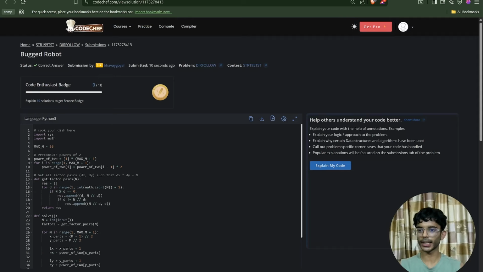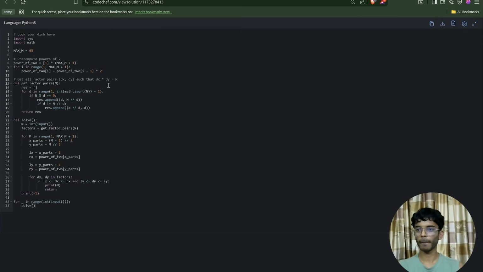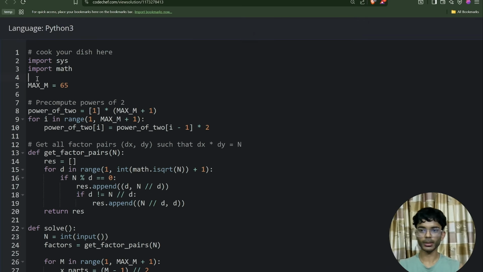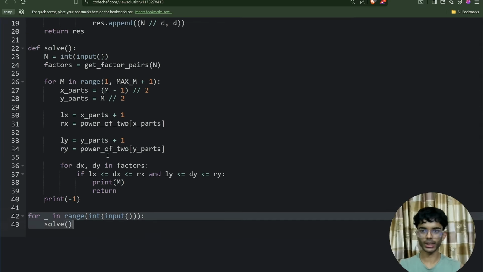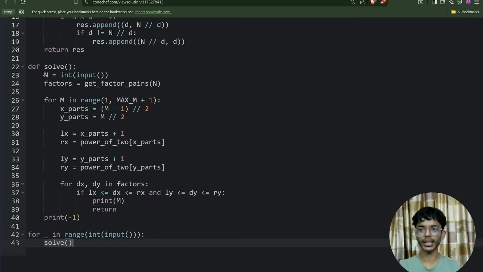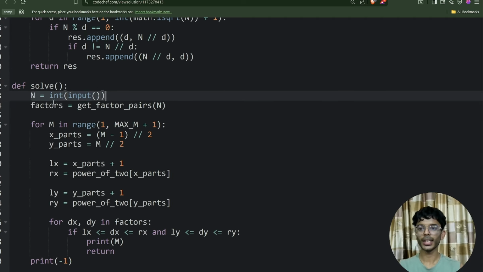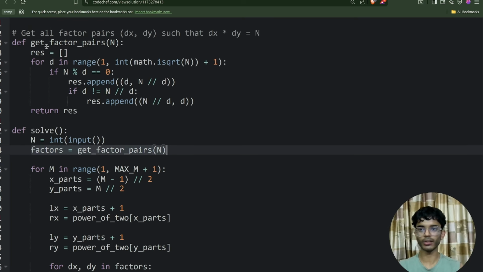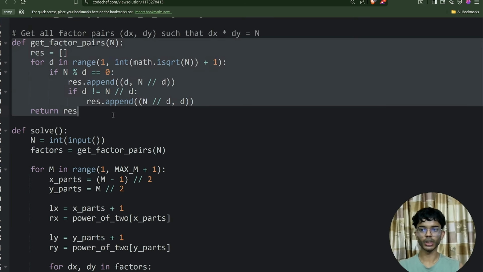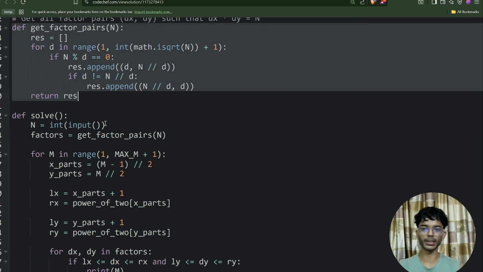Now let's see the solution in Python. So we have defined the maximum possible value of m as 65. We are running a loop for each test case and calling this function solve. We're taking an input of n. We're getting all the factors of n in square root of n time complexity. So this will return us all the possible factor pairs of n.